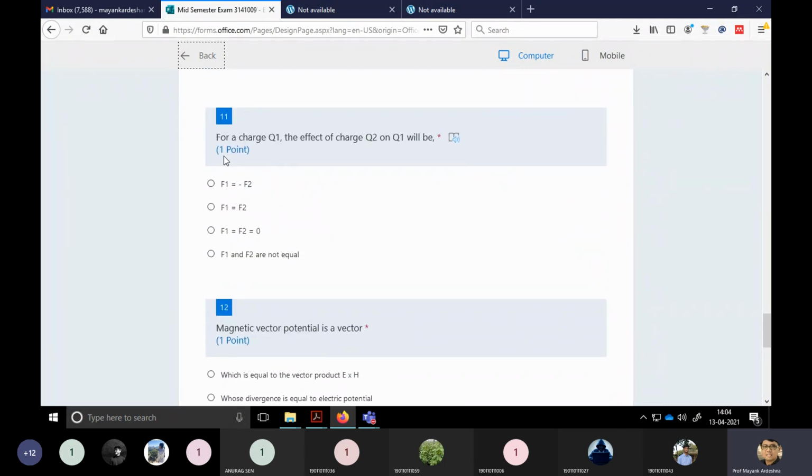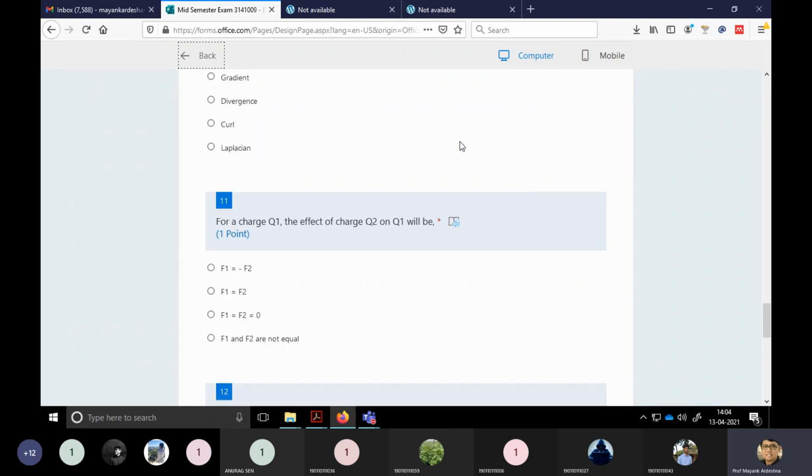The last question: for charge Q1, what will be the effect of charge Q2 on Q1? You already know that whenever two different charges are located in the same medium, the forces on both charges are equal in magnitude but opposite in sign. So the answer is F1 is equal to minus F2.